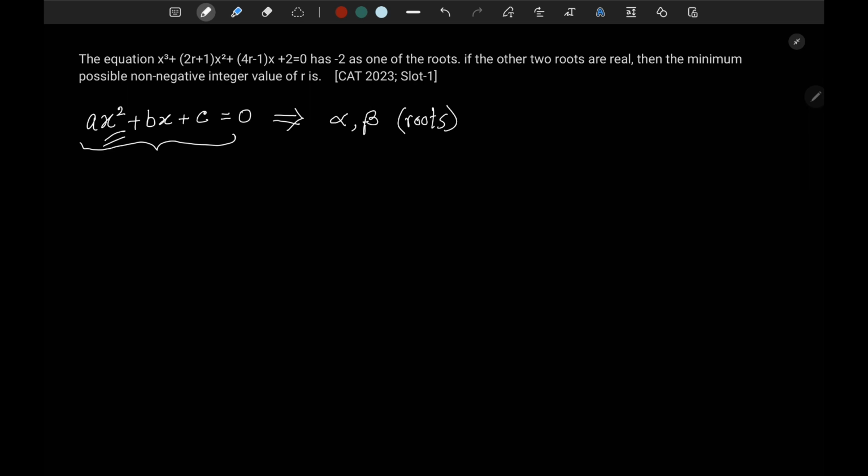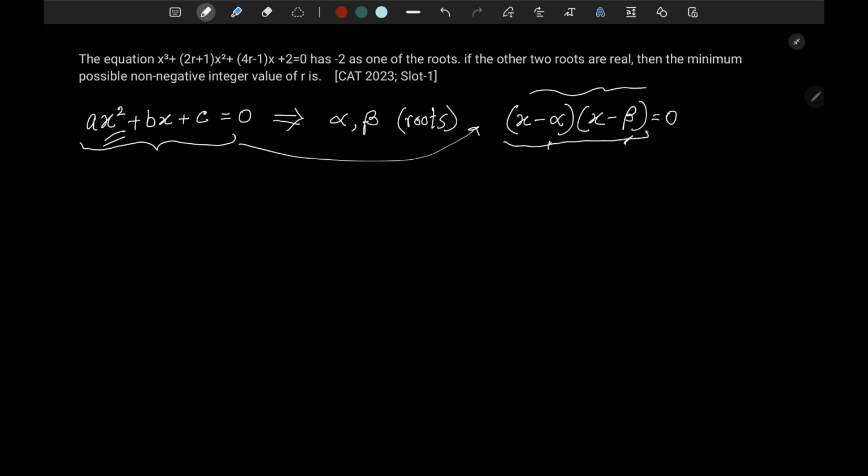Okay, so we can also write this equation in the form of (x minus alpha) into (x minus beta) equal to 0. Notice that if you put the value of x as either alpha or beta, this particular expression takes the value 0, right? So if we break this open, this becomes x square minus (alpha plus beta) into x plus alpha beta equal to 0. Let us denote this as 2 and this one as 1.